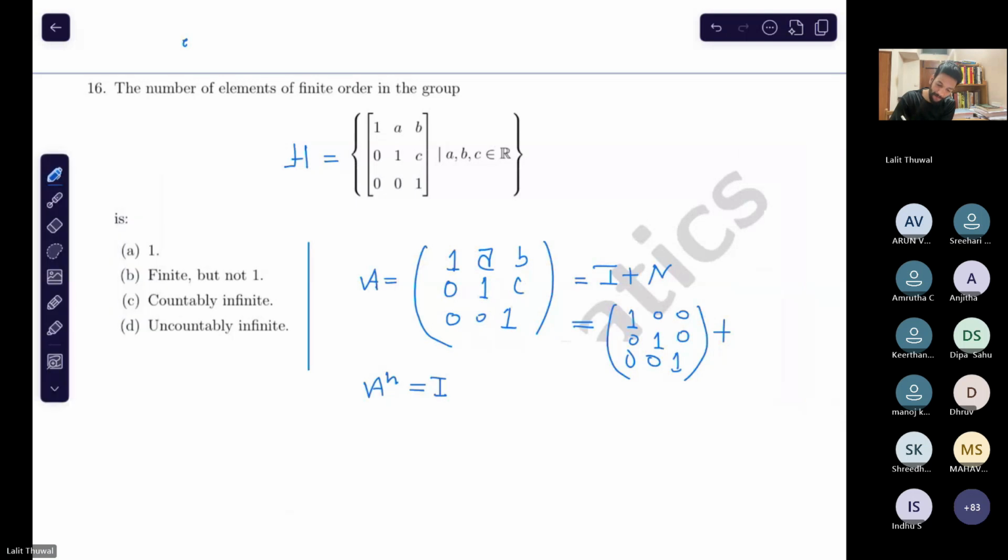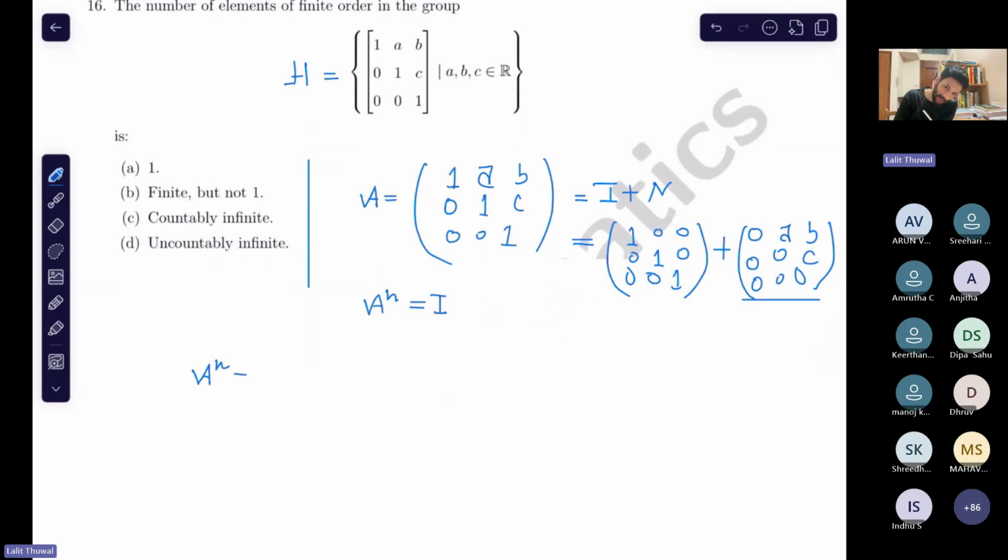So see, n is 0, 0. Do you know why I have written here n? Because the second matrix, the latter matrix, is nilpotent. You can see it, right? Now it's easy to find the power n of a. a to the power n equals (I plus n) to the power n. By the binomial theorem, note that n cube equals 0. Verify it.